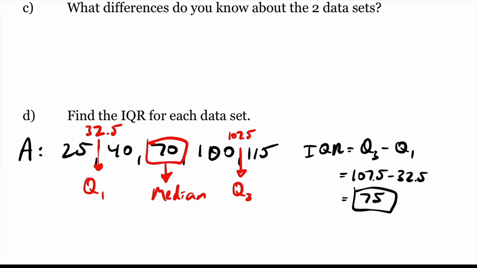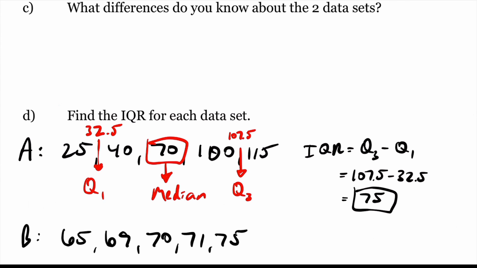What would the IQR be for data set B? So we know 70 is the median. Below the median, I only have two numbers. So if I add them up and divide by 2, what do I get? 67. So 67 is Q1.